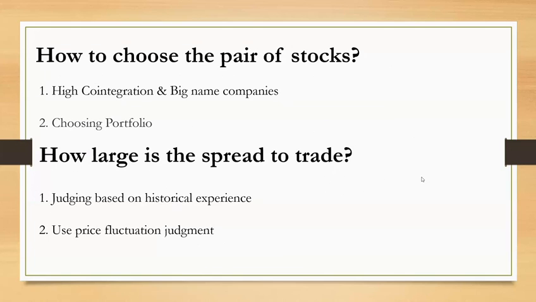So let's talk about the next question. How large should the spread be to trade? First, we may judge based on historical experience. Through the statistics of historical spread changes, find out the size of spread that is suitable for entering the market. And second, use price fluctuation judgment. Calculate the average value and standard deviation of the price difference. Find the time point where the price difference is abnormal and the standard deviation is relatively large in the period of time, and enter the market to match.